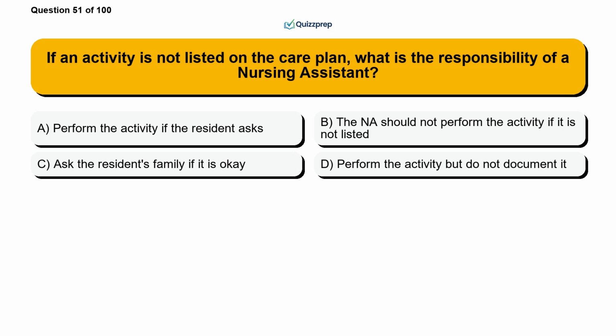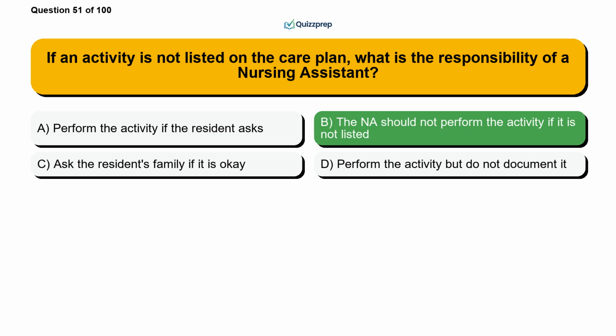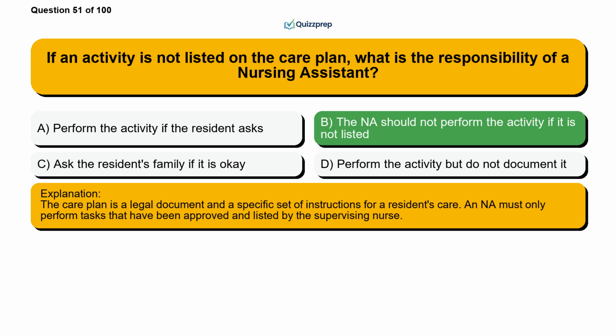Option C. Ask the resident's family if it is okay. Option D. Perform the activity but do not document it. The correct answer is option B. The nurse should not perform the activity if it is not listed. The care plan is a legal document and a specific set of instructions for a resident's care, and NAs must only perform tasks that have been approved and listed by the supervising nurse.